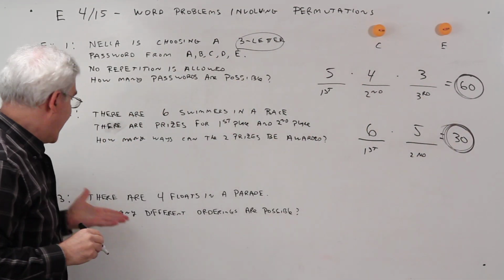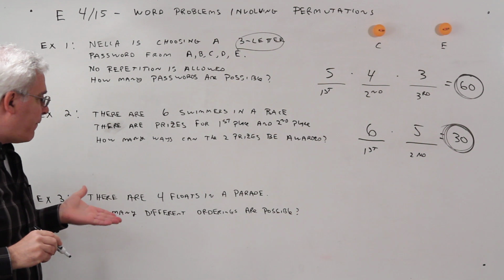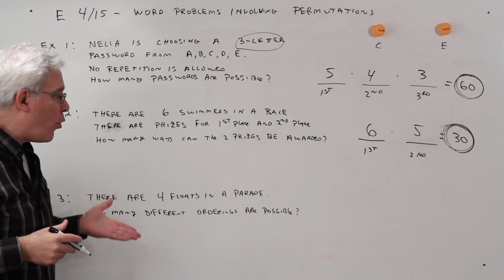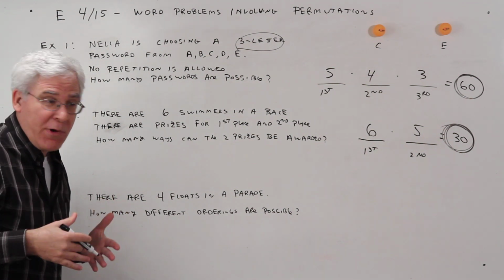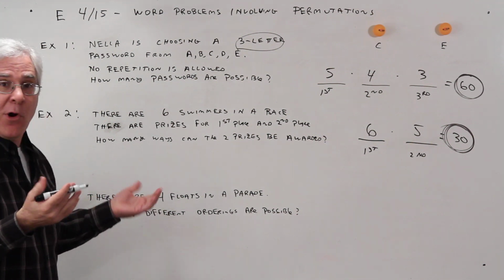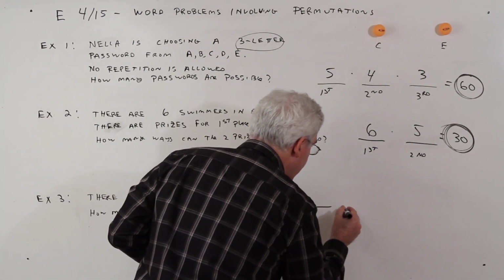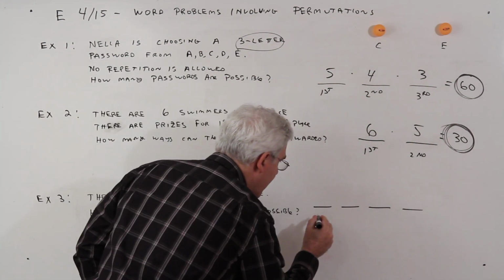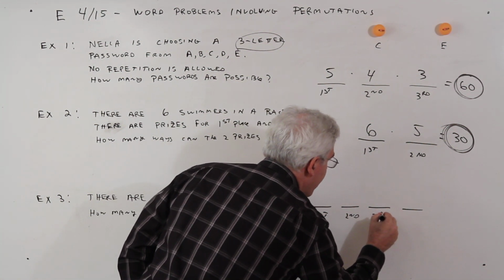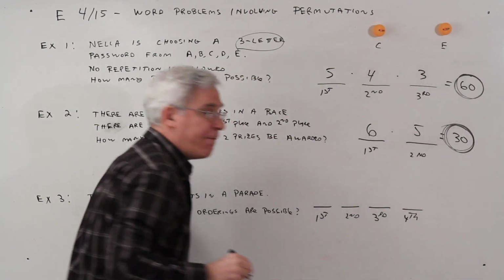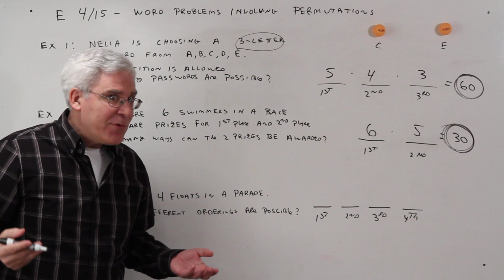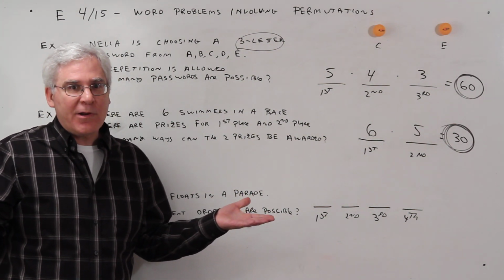All right, our final example. There are 4 floats in a parade, not a very large parade. How many different orderings, again, orderings, arrangements are possible? Okay, how many dashes should I make? All 4. 1, 2, 3, 4. The first float, the second float, the third float, and the 4th float. Hey! If I'm arranging all the objects, it's just going to turn into that factorial that we discussed before.